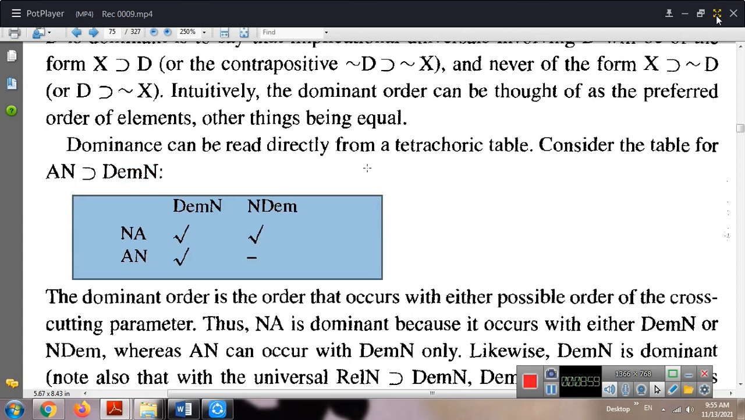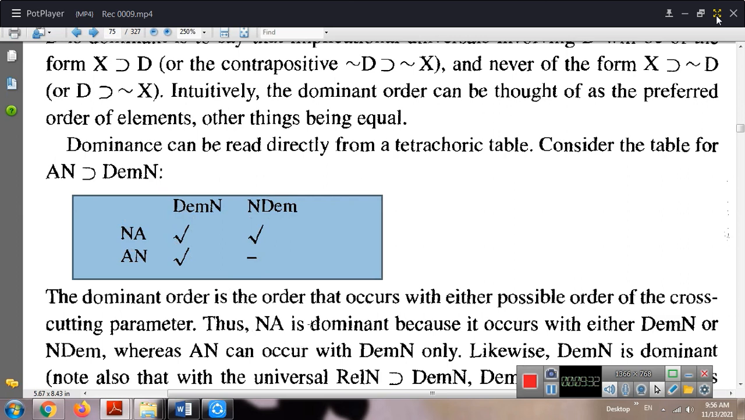Here, based on this tetrachoric table, I can say that it is an implicational universal because 3 of the options are positive and 1 of them is minus. When we have such a situation, we know that it is an implicational universal because 3 of them are plus and 1 of them is minus. Therefore, it is an implicational universal. It is the first point.